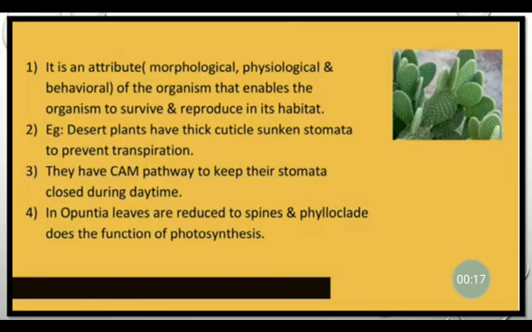Adaptation is an attribute, morphological, physiological, or behavioral, of the organism that enables the organism to survive and reproduce in its habitat. For example, desert plants have a thick cuticle and sunken stomata to prevent transpiration. They have the CAM pathway to keep their stomata closed during daytime. In Opuntia, leaves are reduced to spines and the phylloclade does the function of photosynthesis.